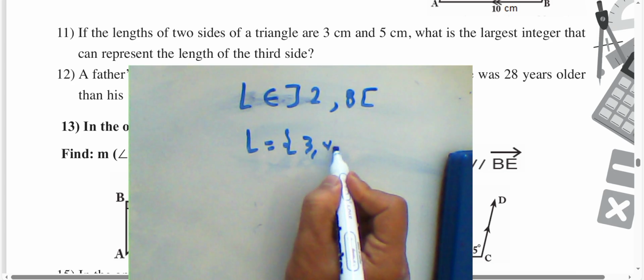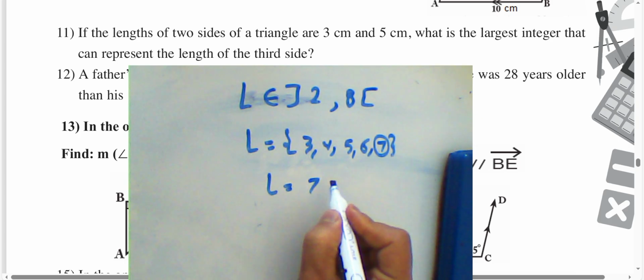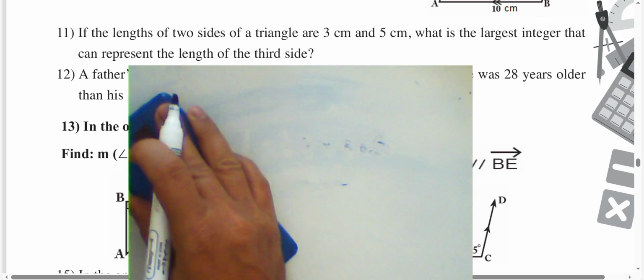Maybe 3, 4, 5, 6 and 7. So the greater will be 7. Then the length will be 7 centimeters, which is the greater side.